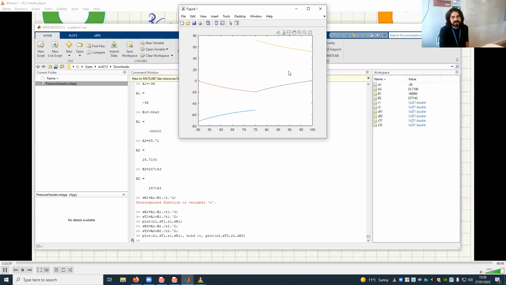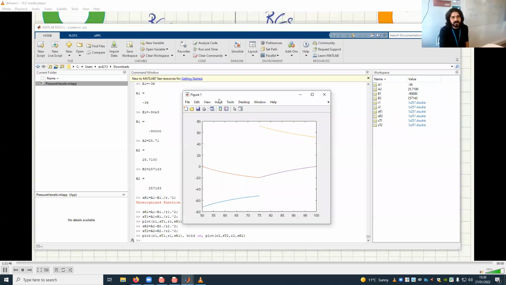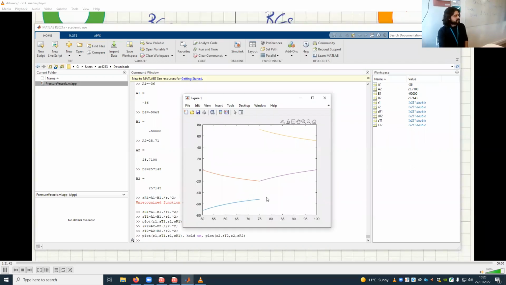Let me just wait until this goes up. Okay. So as you can see, this is the situation. Now, this is the radial stress that goes from 0 at the outer face to minus 20 at the interface, and 0 again at the outer face. And this is negative hoop stress for the core because it's under compression, and positive hoop stress for the sleeve because it's under tension.